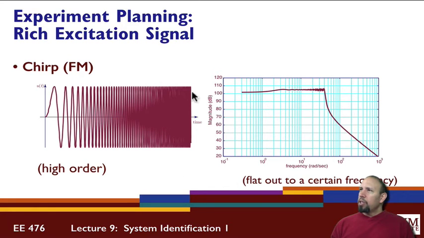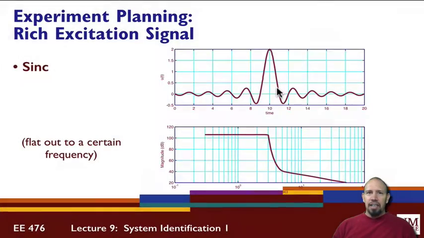If we look at the frequency response of this signal, we basically get a signal that's flat out to a certain frequency, and then it drops off after that. But it's fairly flat. The idea is that flat is good. That means you're considering all frequencies roughly the same. At least in that region, all the frequencies are roughly the same. That's pretty good. Another signal that has a flat frequency characteristic is the sinc signal. It's flat out to a certain frequency, and then it drops off after that.